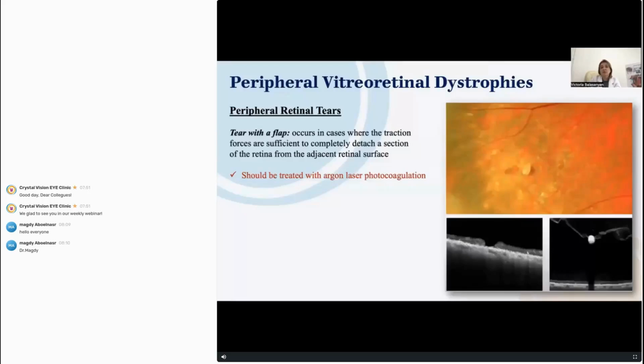In cases where the traction forces are sufficient to completely detach a section of the retina from the adjacent retinal surface, a tear with a flap occurs. A tear with a flap should be treated by preventive laser treatment too.